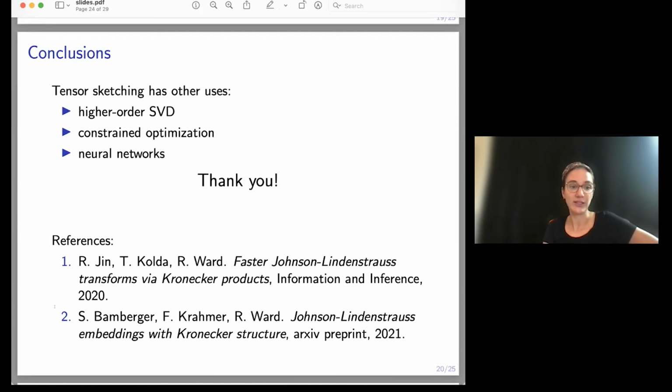These are the references to the papers I mentioned. This first paper is probably easier to read. The second paper gives the optimal embedding result.